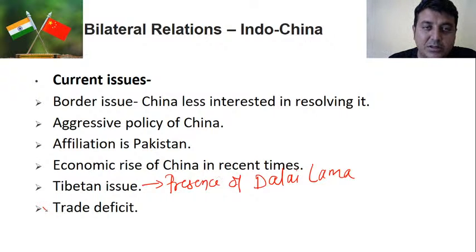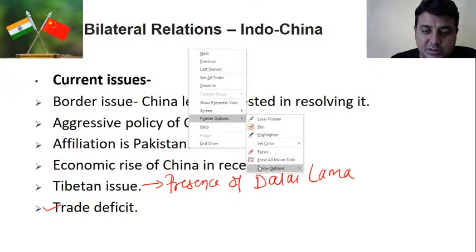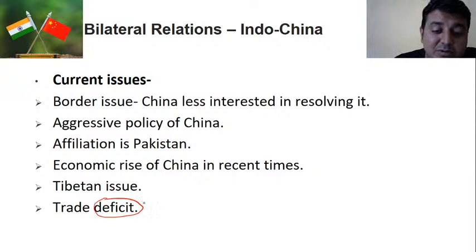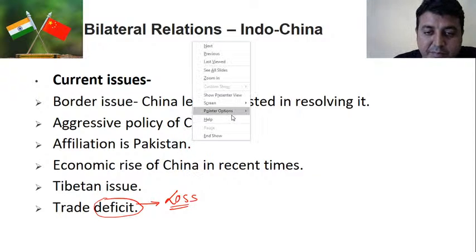Clear? Next, the trade deficit is there. Those who are new to the civil services might get confused with this term, trade deficit. What exactly is a trade deficit? In very simple words I can explain: deficit means loss. In simple words, trade deficit is basically loss. As Akshay said, Chinese trap diplomacy.